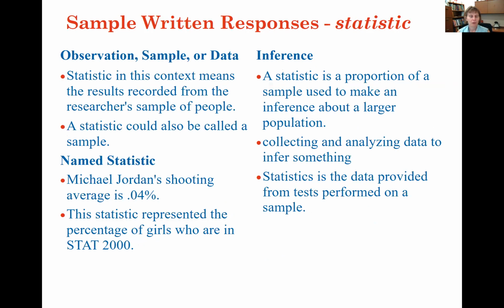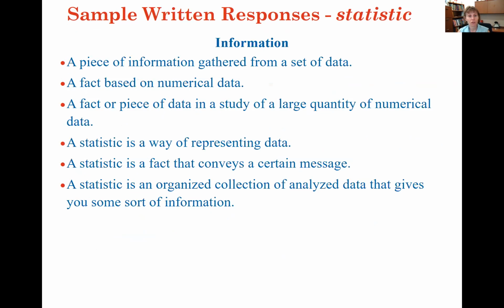So a clear definition of a sample, it's the results that were recorded from the sample, a statistic, or it is the sample itself. Named statistics, so I don't know who thinks Michael Jordan's shooting percentage is 0.04%, but a student really wrote that. And the percentage of girls who are in the stat class. And then the inference, a statistic is a proportion of a sample used to make an inference about a larger population. Collecting and analyzing data to infer something. Data provided from tests performed on a sample. So they really do sort of hone in on the use of a statistic for inference.